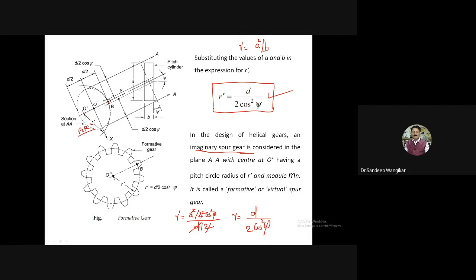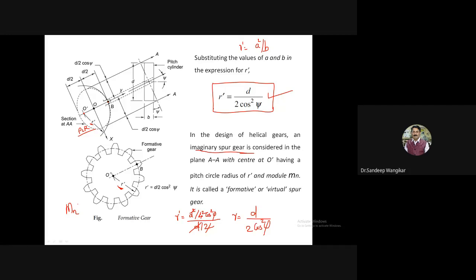So I can calculate PCD also, pitch circle radius. The other diagram shown here is formative, and formative is nothing but imaginary or virtual gear. It is considered in a plane perpendicular to tooth element having pitch circle radius R dash and module as MN, normal module. It is called as formative or virtual spur gear. So this gear is called as formative or virtual spur gear.